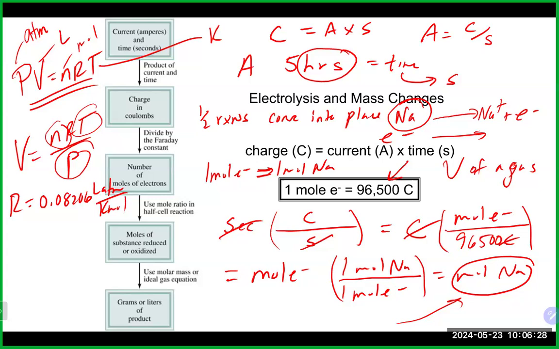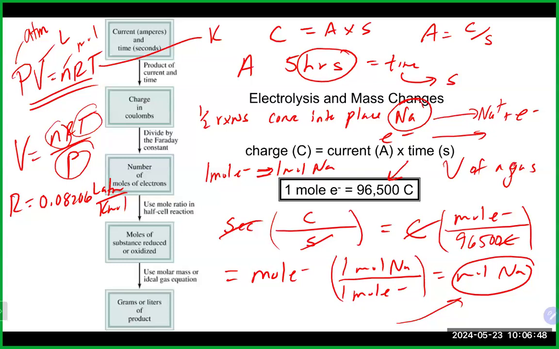So I would say those are two common ending parts of this calculation: you figure out the moles of your elements and then you use molar mass to get grams. Or, if it's a gas and you have other information like temperature and pressure, you could go into the ideal gas law and solve for volume. Any questions on that?